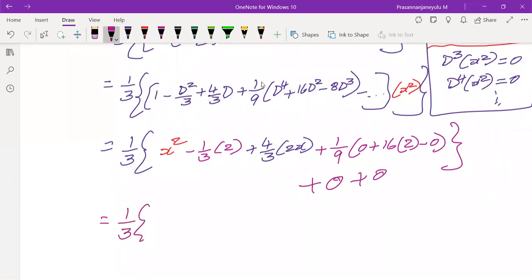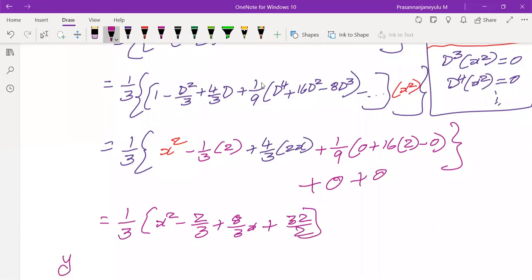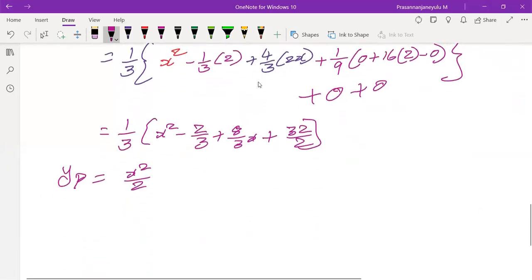So we'll get it simply 1 by 3 into, what's the first term? X square minus 2 by 3 plus 8 by 3x plus 16 2s are 32 by 9. So finally yp is equals to x square by 2. First I am writing the highest power of x. What is the second next power of x? Is 1. So plus 8 by 9x plus, here I am taking 32 by 2 minus 2 by 3.